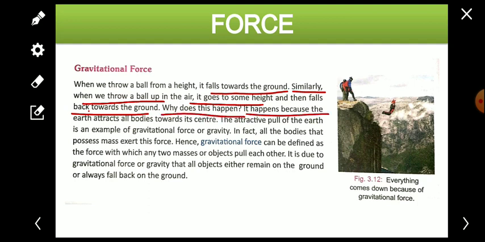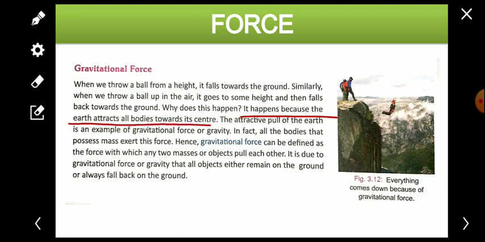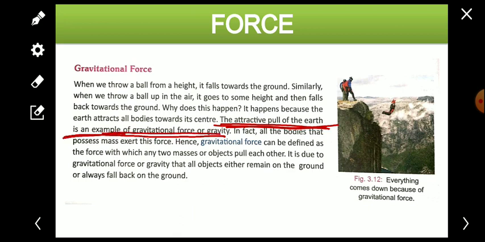It happens because the Earth attracts all the objects, all the bodies, towards its center. So the attractive pull of the Earth is an example of gravitational force. When the Earth pulls and attracts anything, this attractive pull is an example of the gravitational force or gravity. This pulling force exerted by the Earth is known as the gravitational force, or simply gravity.